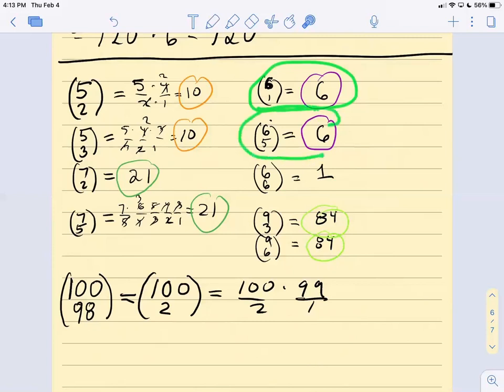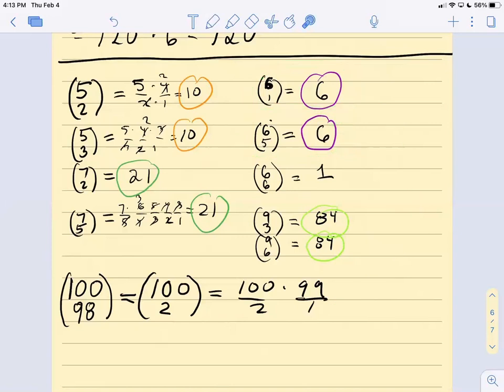But how about this one? 6 choose 5. If I have 6 friends, but I only have 5 tickets, what am I really doing in essence? Choosing who you don't want to go. Exactly. And that's why there's 6 friends that I don't invite. And that's kind of the tie-in to this idea.